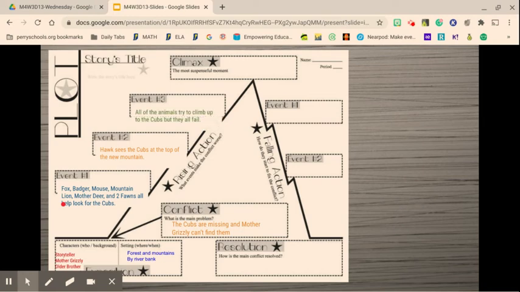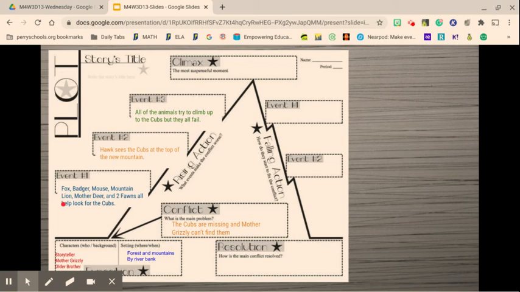You should have answered that all of the animals are trying to climb up to the cubs, but they fail. Every one of the animals tries to climb up, and they each get a little bit closer, but they all fall back down and nobody can get to the cubs. So we kind of reach this climax, this top point where it just does not seem like there's going to be any solution. And that's the most suspenseful moment.